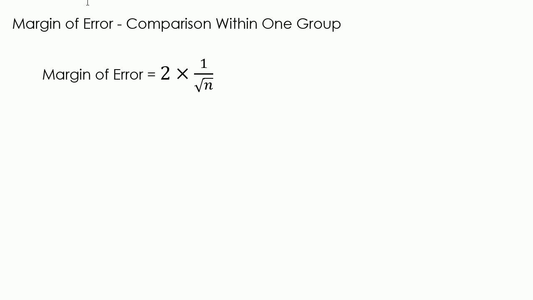The reason this is multiplied by 2 is that each of the groups has a variation of 1 over square root of n, so to account for both groups we've multiplied by 2. A reminder, this formula only works where both the percentages are between 30 and 70%. Outside of this range, the margin of error is smaller. You can't use it if either of the percentages are outside of this range.